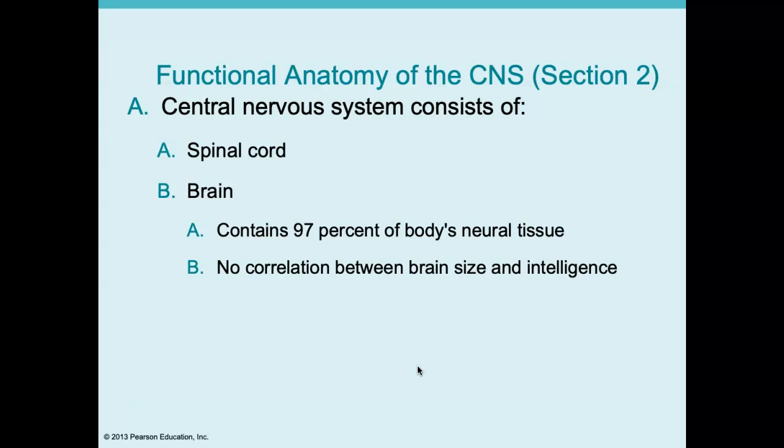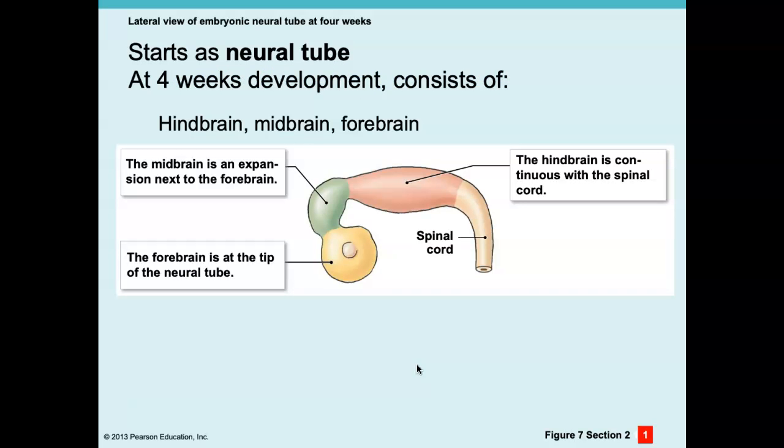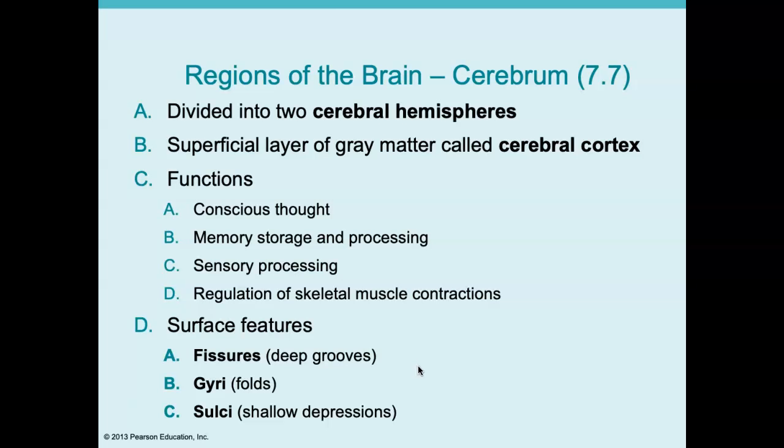The second part of this chapter is talking about the central nervous system, spinal cord, and brain. Most of the body's neural tissue is in the spinal cord and brain, and there is no relationship between brain size and intelligence. You do not have to know the development of the brain, but here's a 4-week-old brain. Well, our brain is divided into 2 hemispheres.